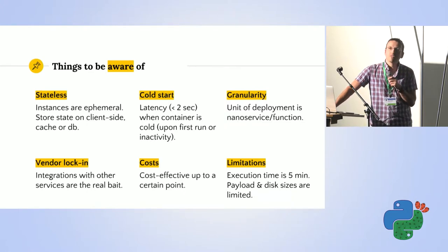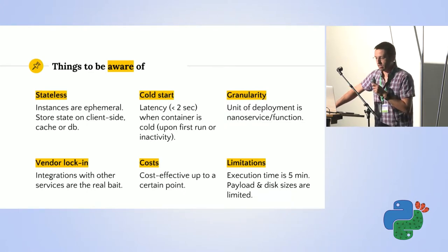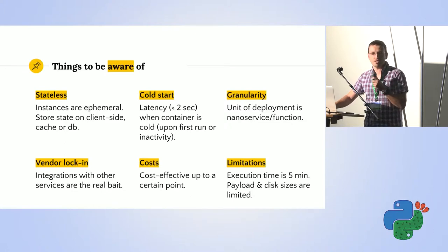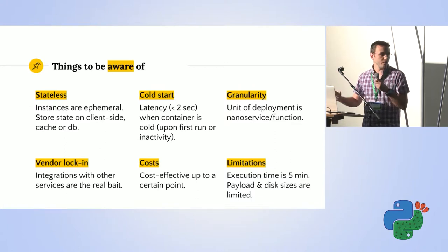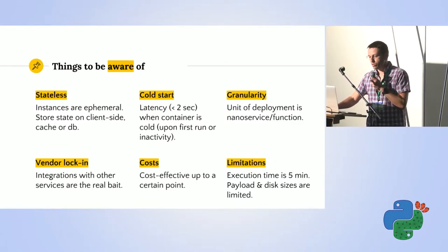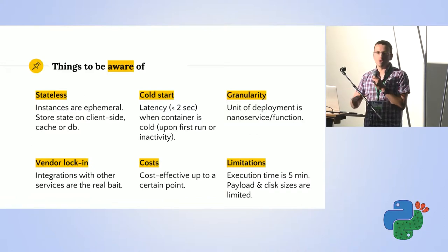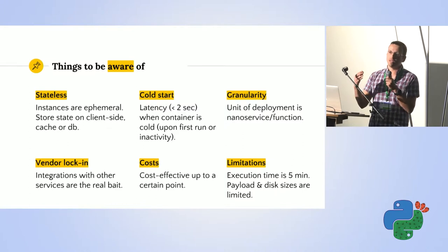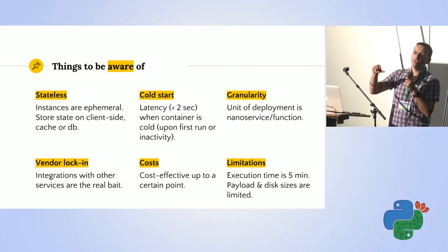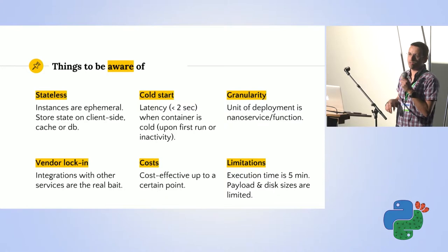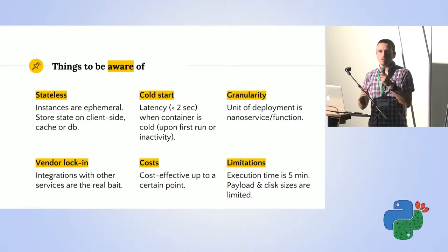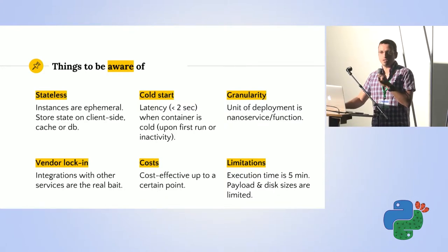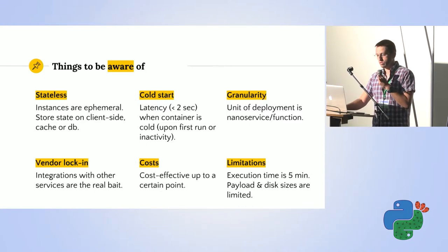Things to be aware of: let's say serverless or function as a service is not the perfect silver bullet for everything you need, so you need to be aware of how it works. So one thing, it's stateless. It means that if you need to maintain a state, it cannot be on the machine that's running the function. You should handle it either stored in a cache or database or on the client side. So it's something that you should be aware of.